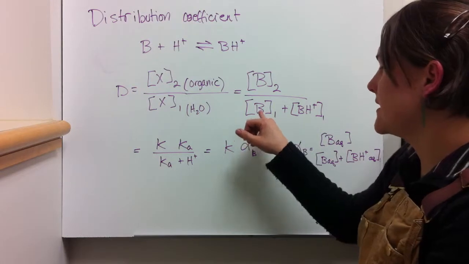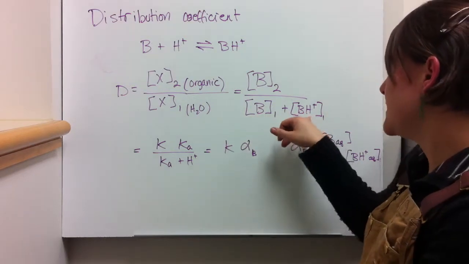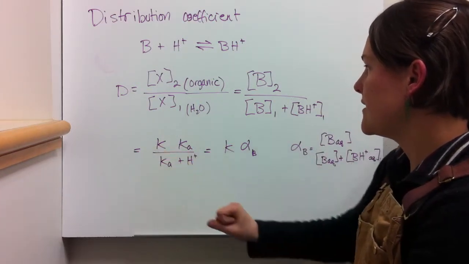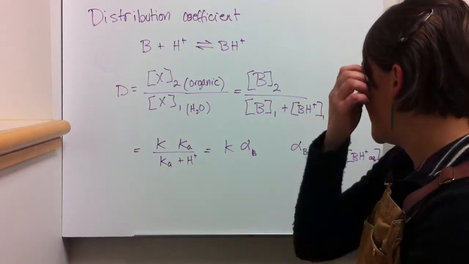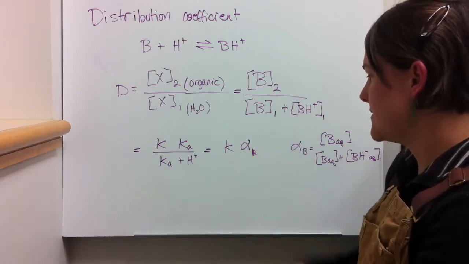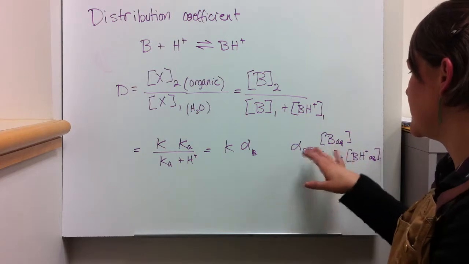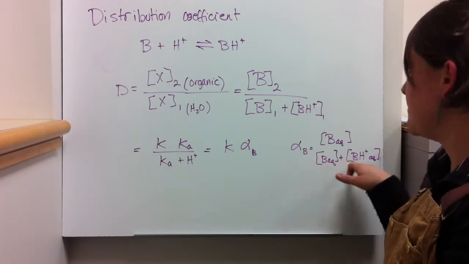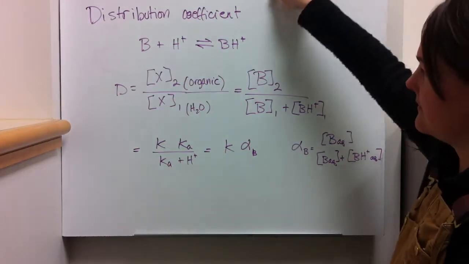So basically what we're looking at is the concentration of B in the organic solvent divided by the concentration of B in the water plus the concentration of BH in the water. You can work this out, and that's equal to K, the partitioning coefficient, times Ka over Ka plus H plus. You could also write this as K times alpha B, where alpha B, we didn't really talk about this, is basically the concentration of B in the aqueous phase divided by the total concentration of B, where it can only exist as B and BH plus. So it is the amount of B that's in the unprotonated form.